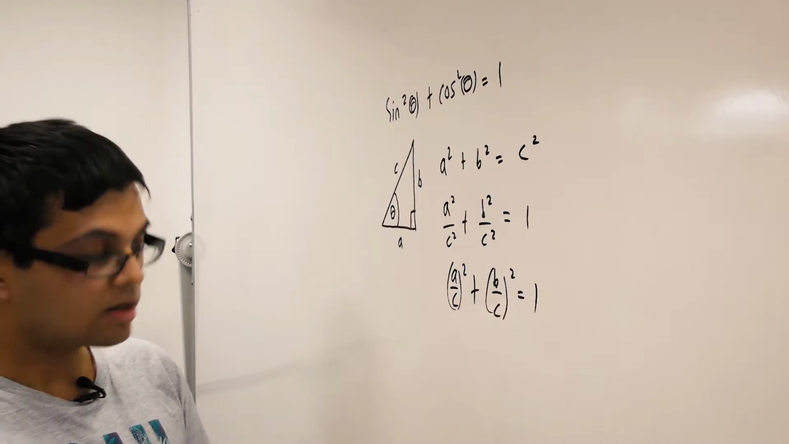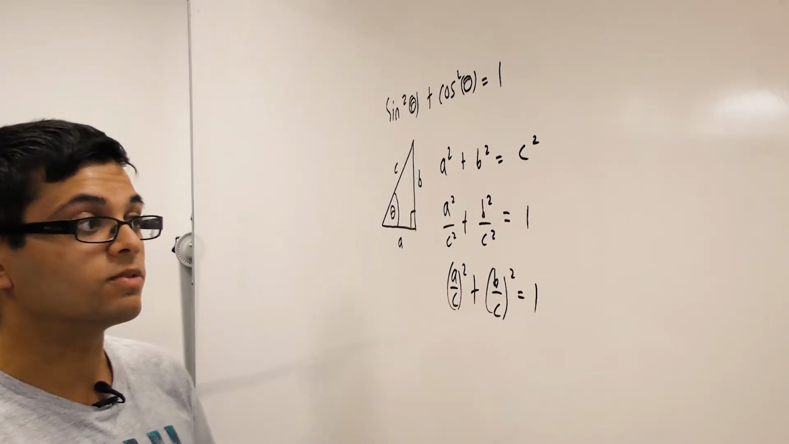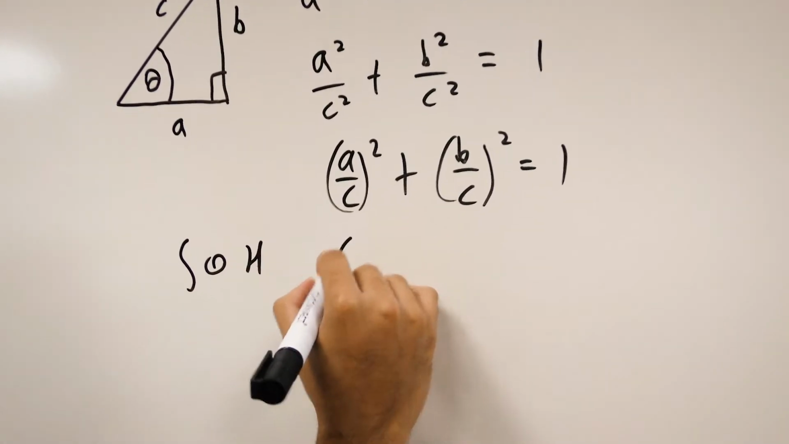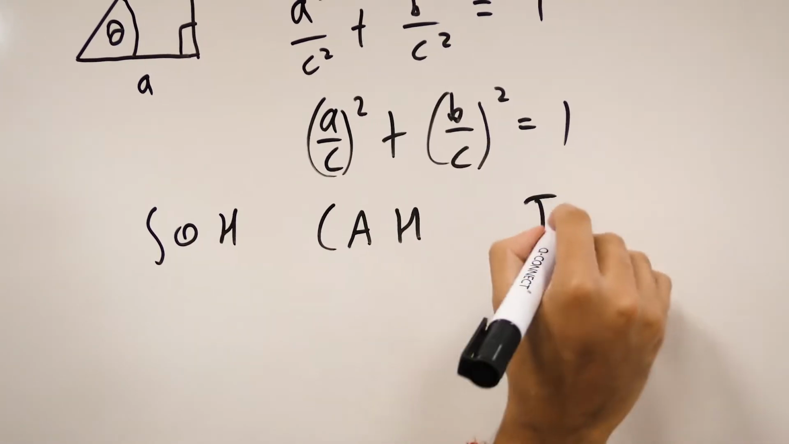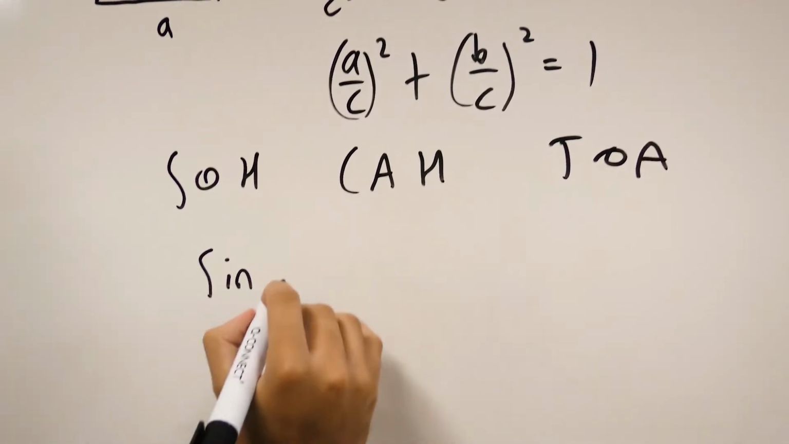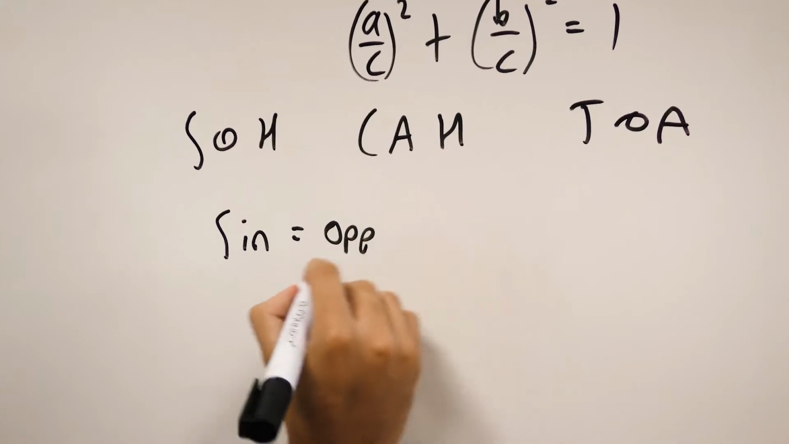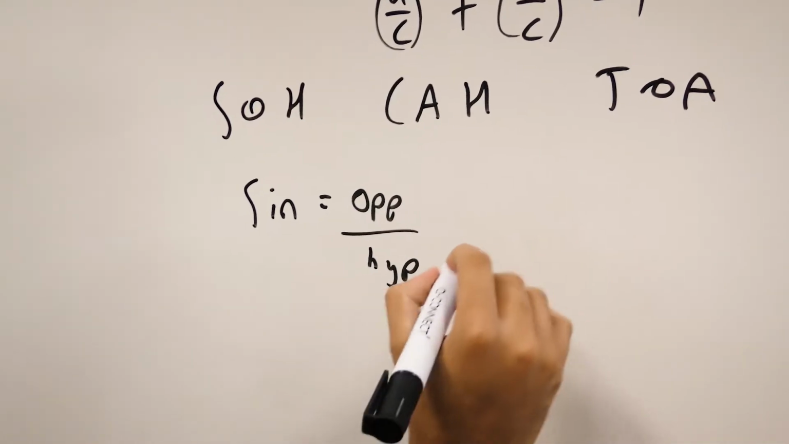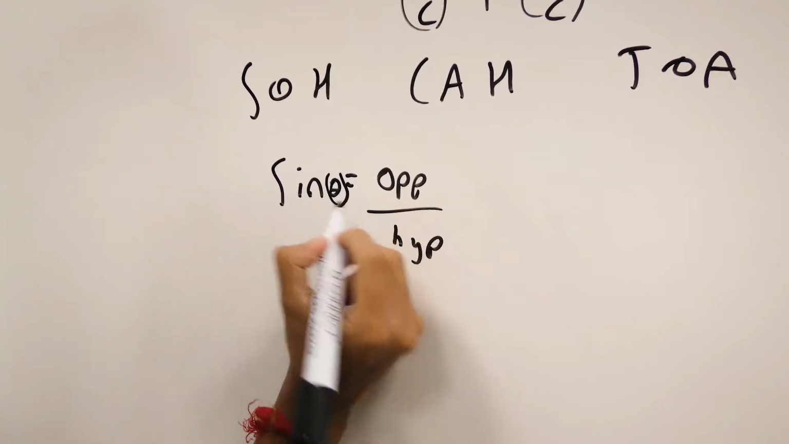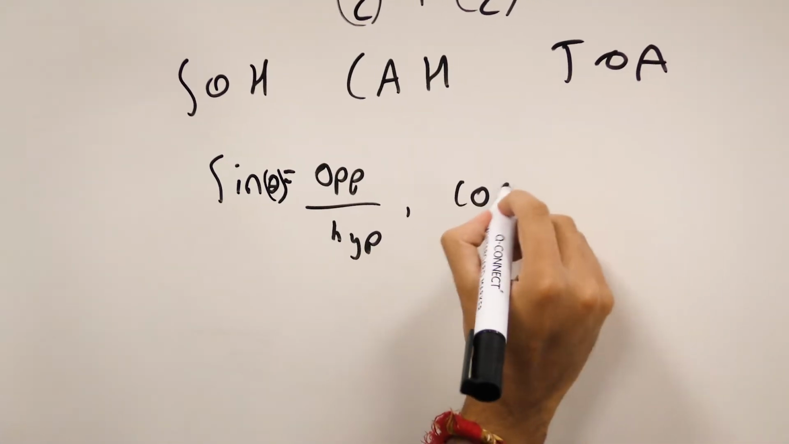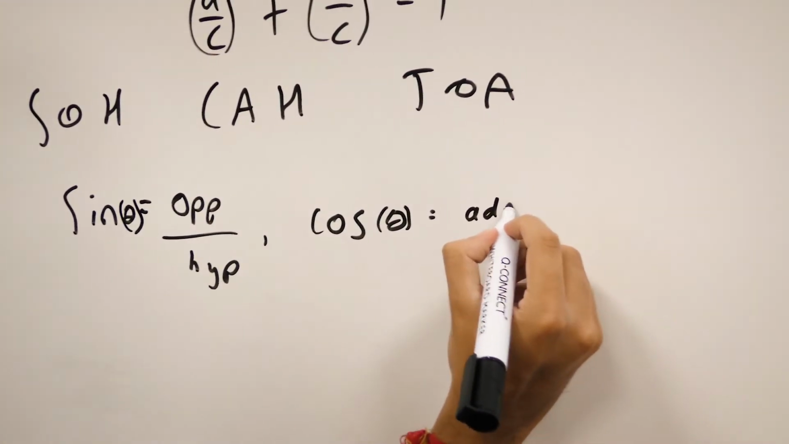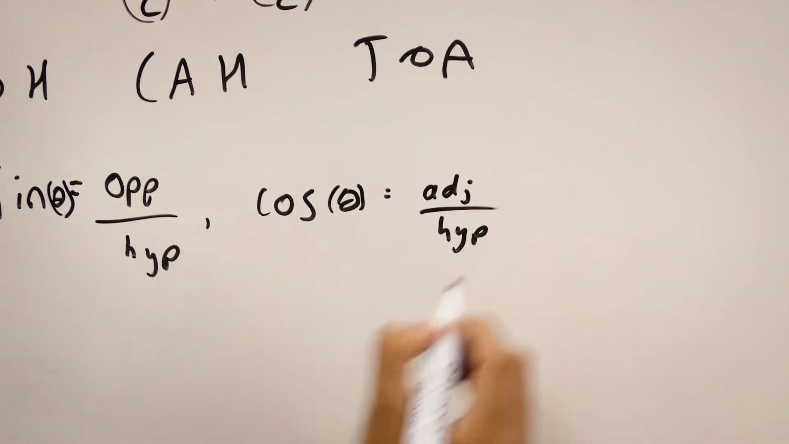Well, let's use definitions of sine and cosine that we've all seen at GCSE as well, using the famous SOHCAHTOA, which I'm sure a lot of people will remember. So we have sine is the opposite over the hypotenuse. These are all lengths. Sine of theta. And the cosine is the adjacent over the hypotenuse.